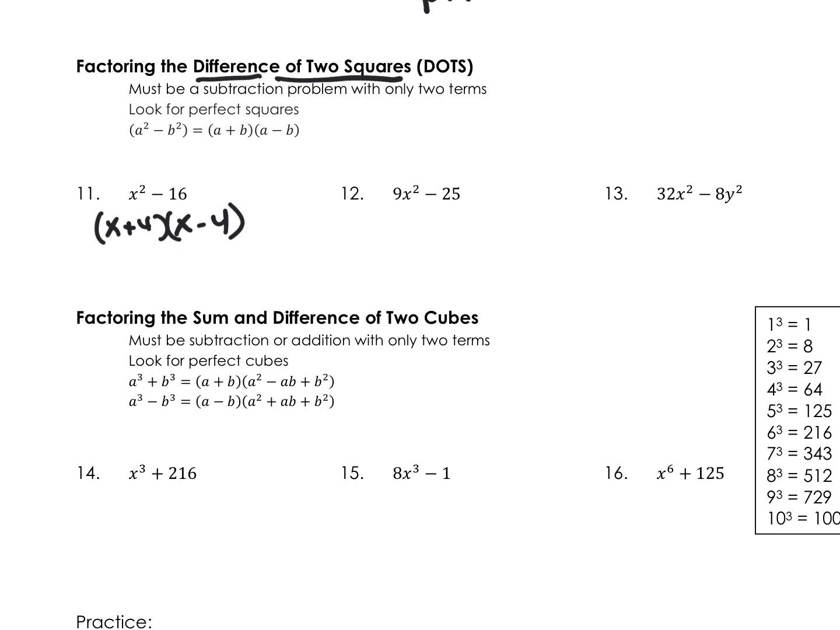So for number 12, this is also a difference of squares. What are these going to have to be? Since 9x squared is a perfect square, what are the front two going to have to be? What, when you multiply by itself, do you get 9x squared? 3x, right? So that's going to be 3x and 3x. One's going to be positive, one's going to be negative. And then what number multiplied by itself gives you 25? 5. So one's going to be plus 5 and one's going to be minus 5.